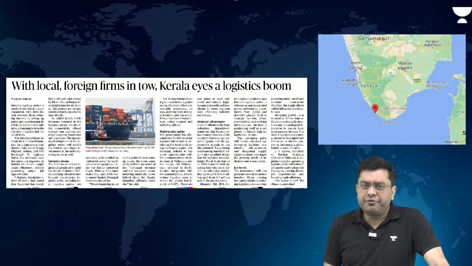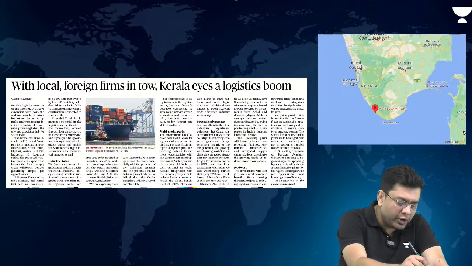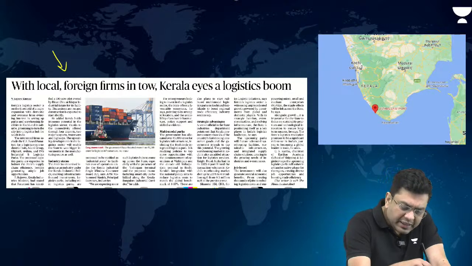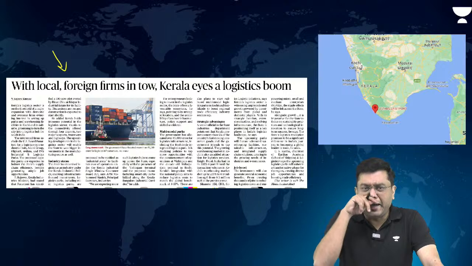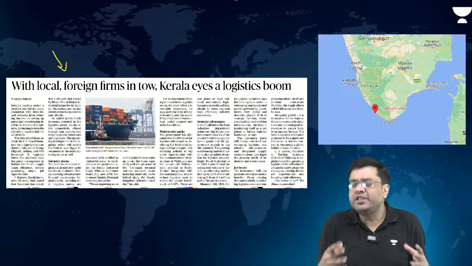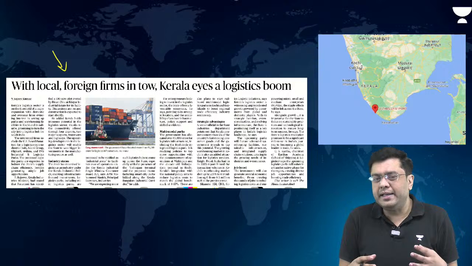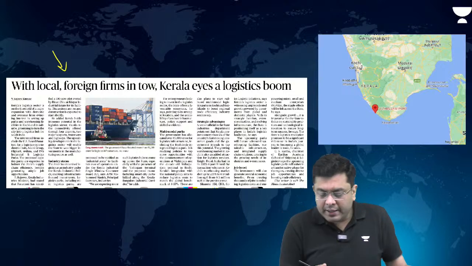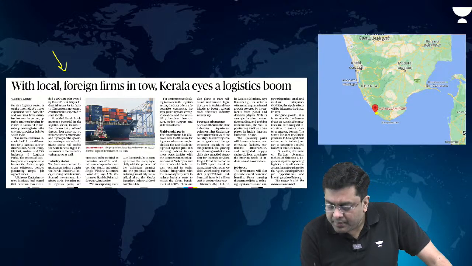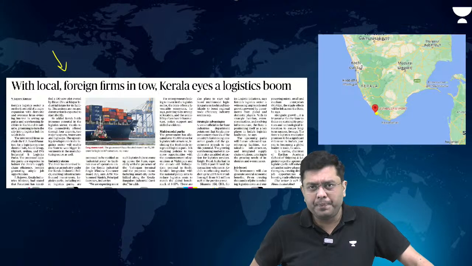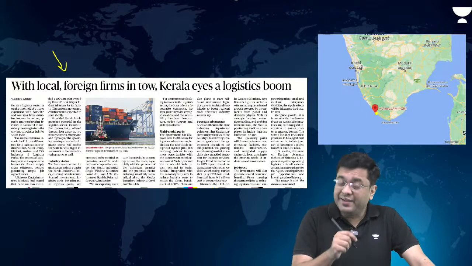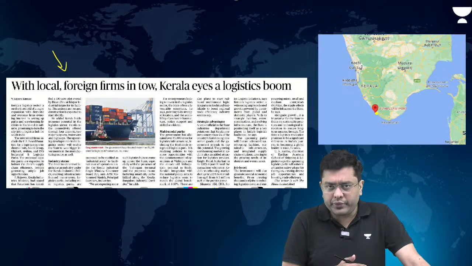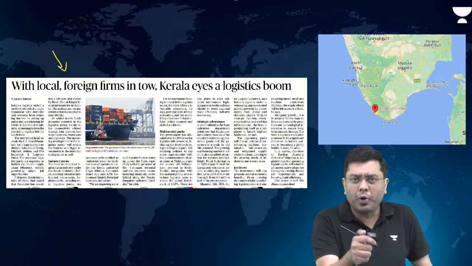Okay. Then we come to the last article, that is, with local, foreign firms in tow, Kerala eyes logistic boom. So basically, this entire aspect talks about the requirement of the logistic hubs, and when the logistic hubs are created, what is the prospect of it, or what is the outcome of it? Now, Kerala is developing the very controversial Vizhinjam port. Once it is developed completely, it will form one of India's deepest water ports. Now, deep water ports are very important.